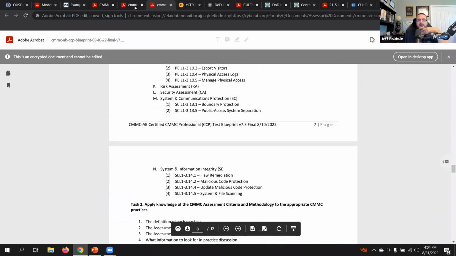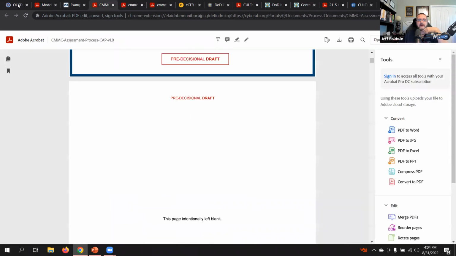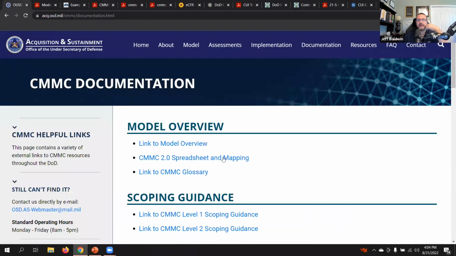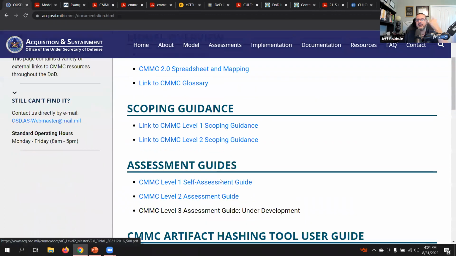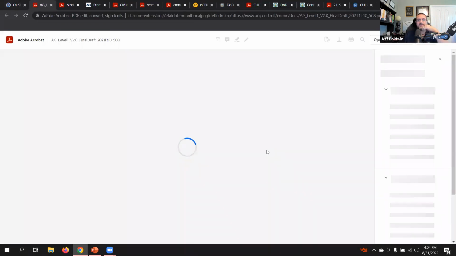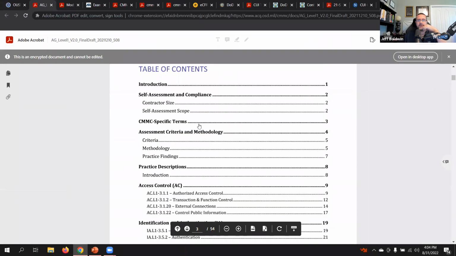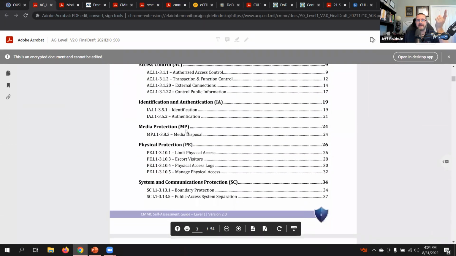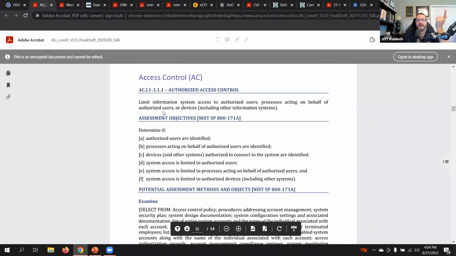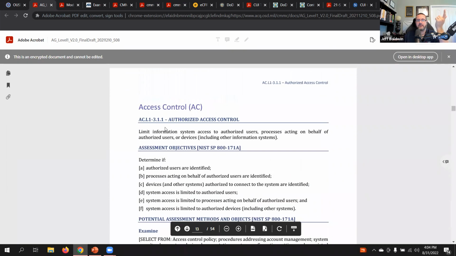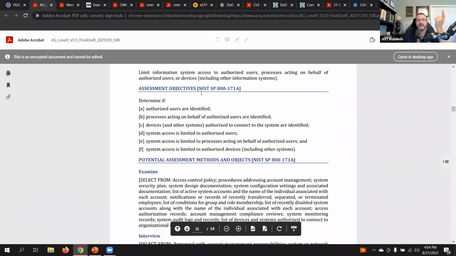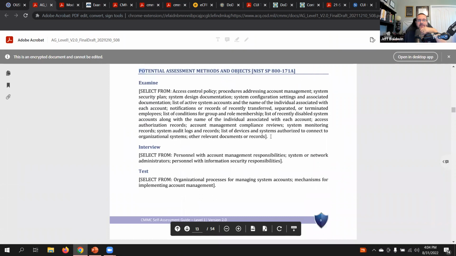And so on. So what you would want to do to study is look at another easy way: you could look at the Level 1 assessment guide, because that's only going to include the Level 1 stuff. So here's all the practices, all the 17, and then you can go here and look at the practice, and then here's the assessment objective and the determination statements below it. And then potential assessment methods and objects. So you have 3 methods: interview, examine, test.